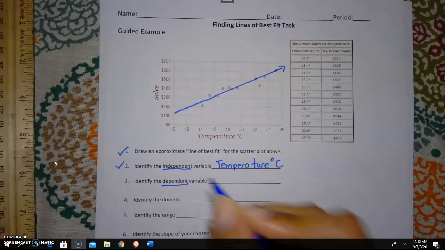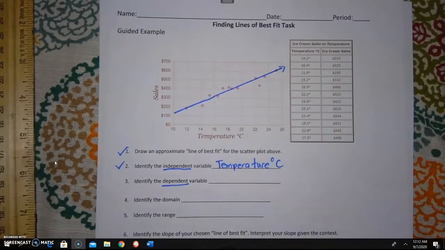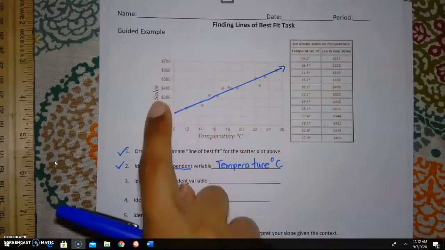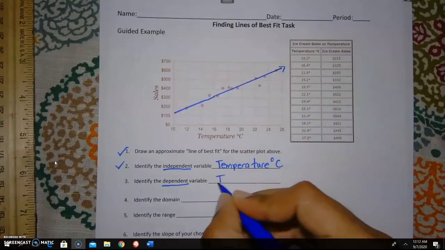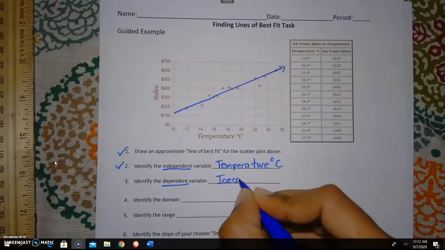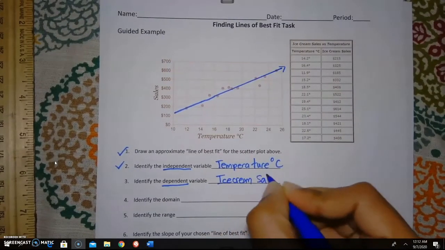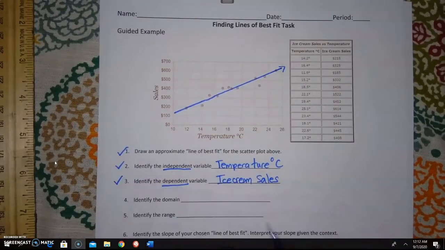Now, dependent, that's the variable that is directly affected by the independent variable. So if I change the temperature, does that generally have a direct causal relationship on sales? It does. When we see that, because in the spring and the summer, we see people buying ice cream more often. So we're going to put here ice cream sales as our dependent variable.